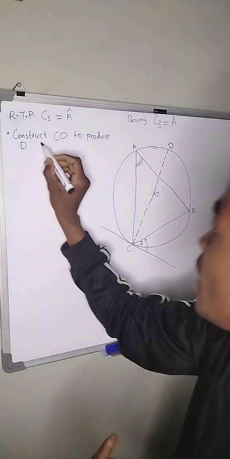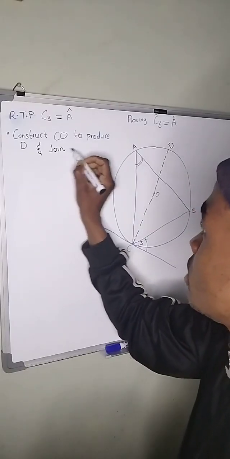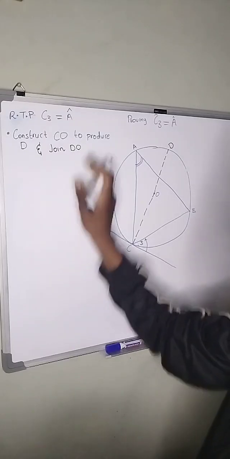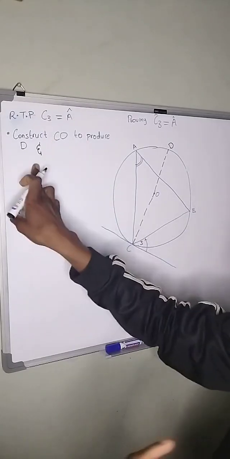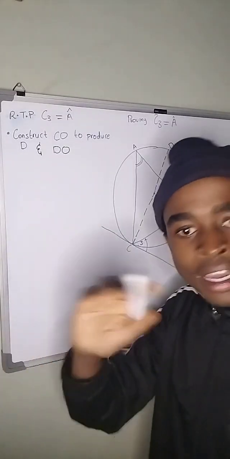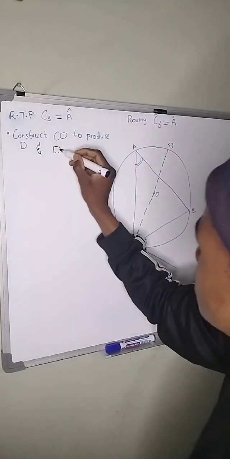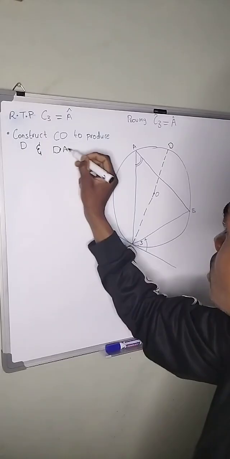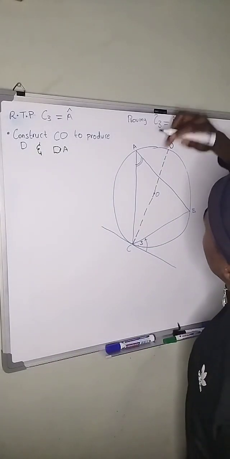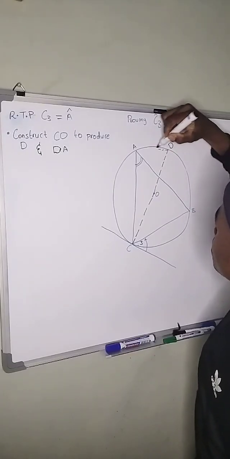And join DO. Or maybe you can say and DO, ne? You can just say and DO and leave it like that. And again, no, not DO, sorry. DA. Not DO. DA, ne? It's going to be DA. So now we are going to join DA, ne?